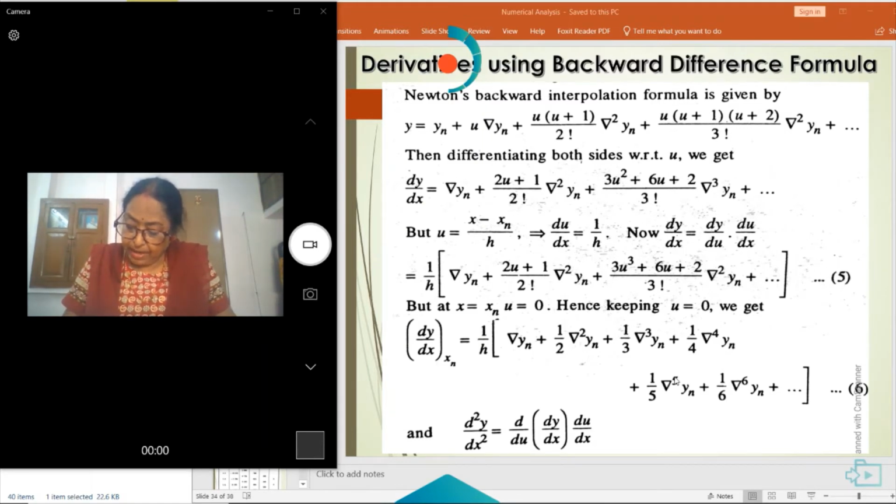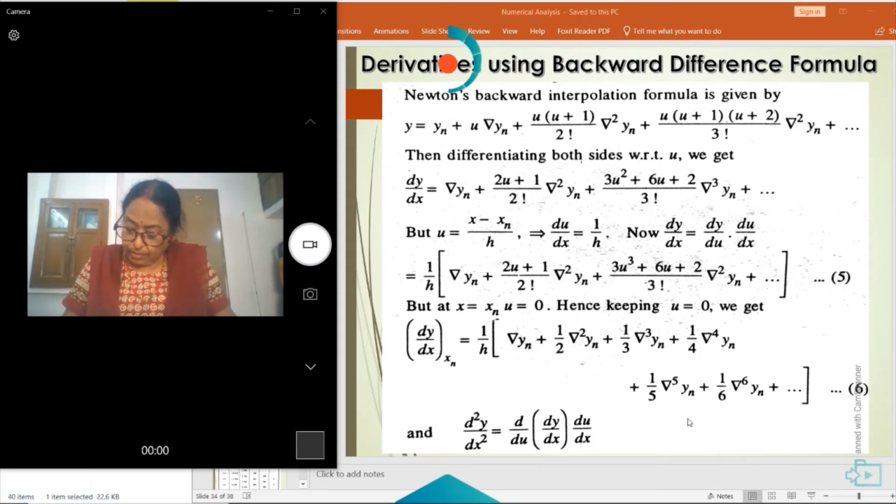So when x is equal to xn, that is the last value, u is equal to 0. And when we put x is equal to xn and u equal to 0 in dy by dx, we get the value written on your screen.